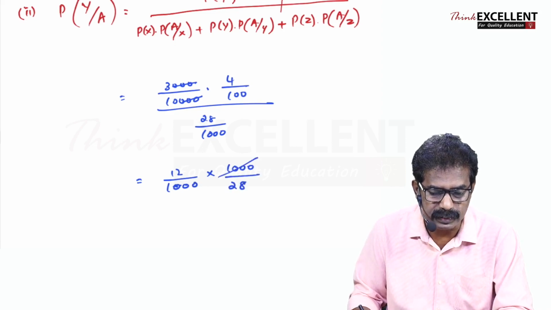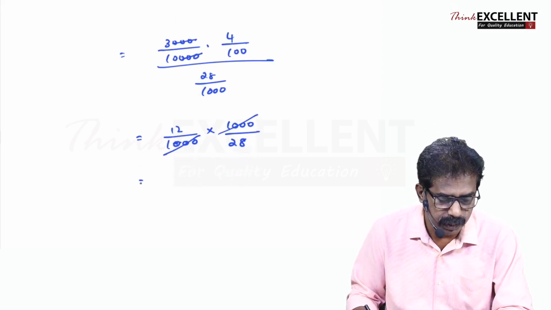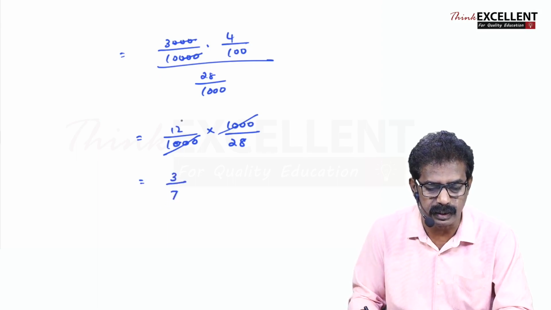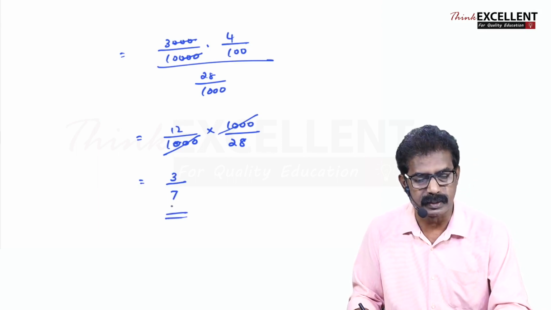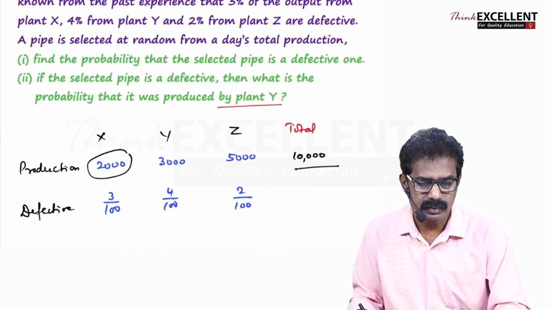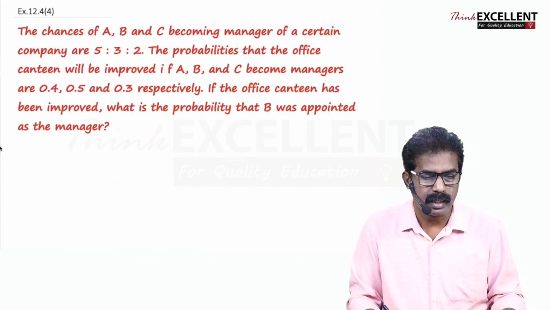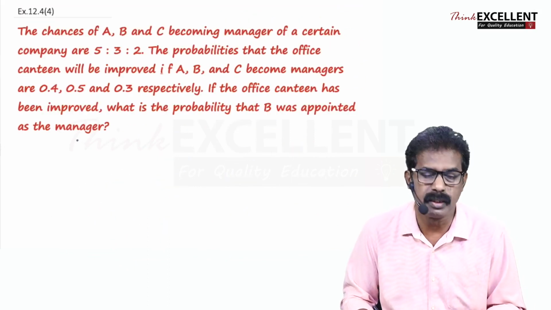So 1000 cancel. Now you cancel by 4 table. 3 4s are 12, 7, right? 7 4s are 28, right? So your answer is 3 by 7. So do the calculation in such a way that it is very, very easy. Okay, now let's move on to the fourth question.